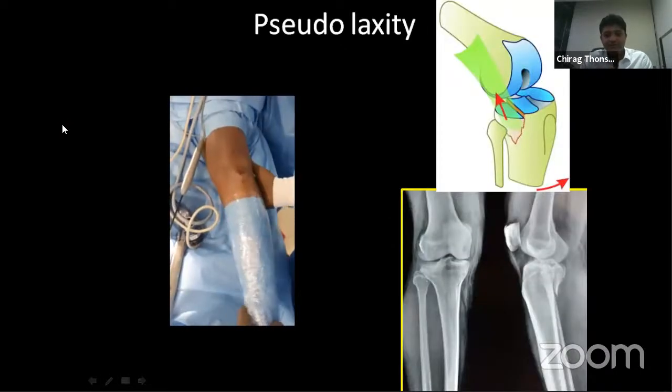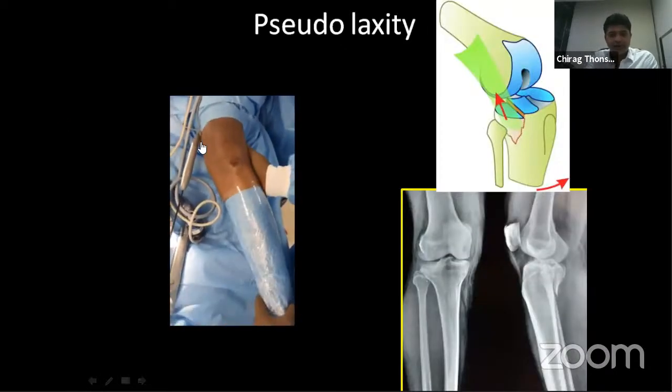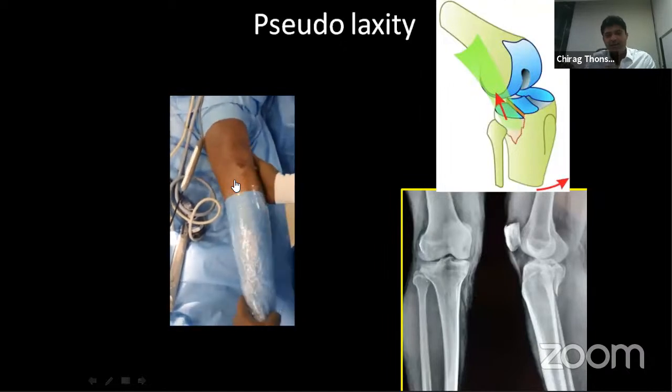Now, this is something which we need to look into. Most of our postgraduates would come and say, sir, along with a lateral tibial condyle fracture, the valgus test is positive. Probably he has an MCL tear. Now, this is what we have to be careful about: pseudolaxity.